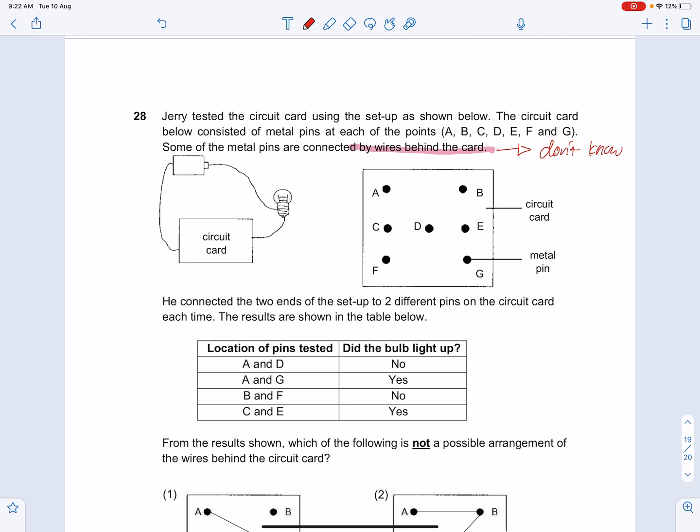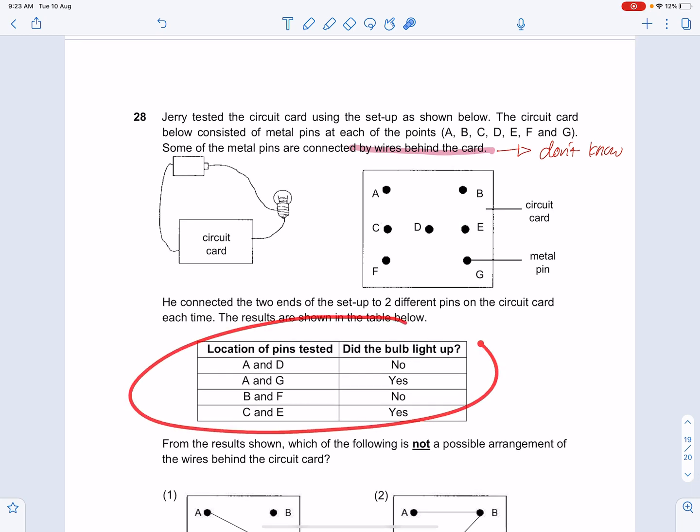And the question is going to ask you how the wire is connected at the back, and that is what you need to find out. That is the whole gist of the question. So what you would see are these pins. You have to figure out how the wire is connected at the back, such that when I connect my bulbs, it will actually light up according to your table.